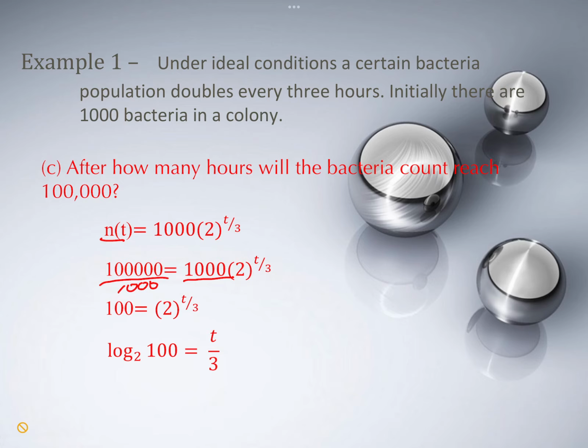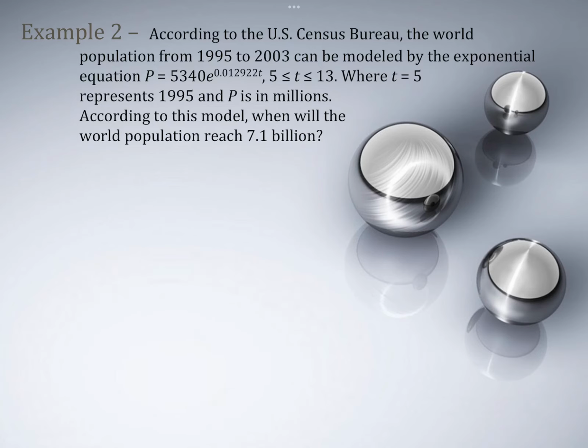Rewrite it in log form, just like we learned before. Log base 2 of 100 equals t over 3. Sorry, Wiley, no. Then right here, to get our t by itself, we would need to multiply by 3. So 3 log base 2 of 100 equals t. So solve, this is just a calculator problem. Plug it into your calculator, and our t is approximately 19.93 hours. So there's example 1 for doubling time.